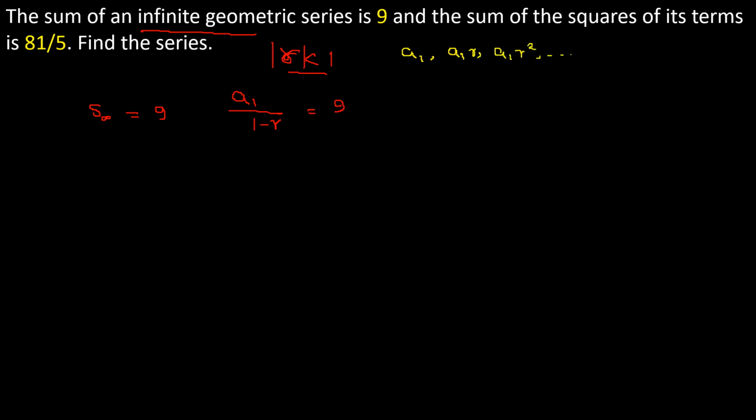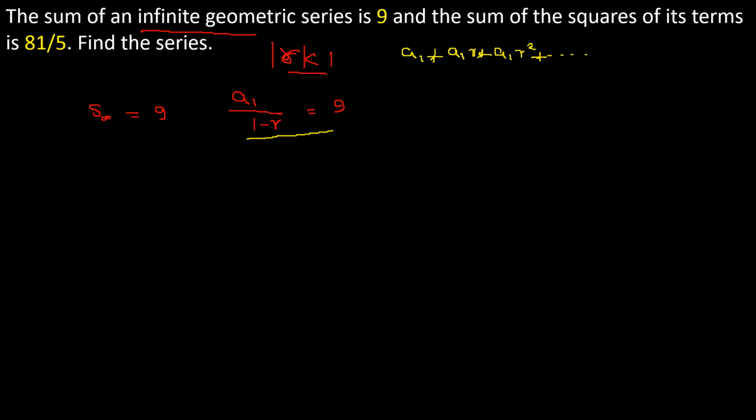And that we have considered this geometric series whose infinite sum is 9. So from here we have got this expression. Now the next one is the sum of the squares of its terms. So by taking the squares of these terms and then taking the sum, it is given by this.